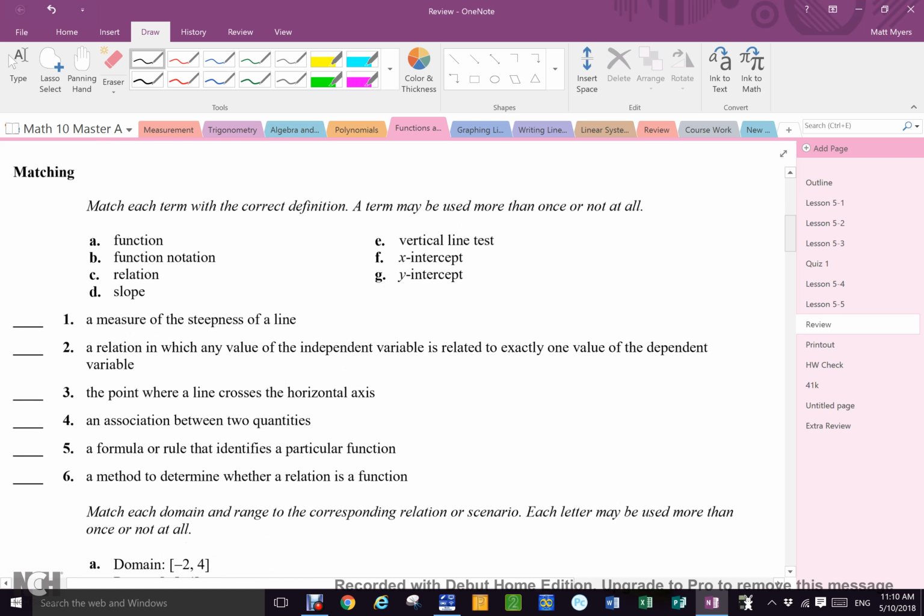1, D. 2, A. 3, F. 4, C. 5, B. And 6, E. So far we're out of 9. We're out of 3. We're out of 6.